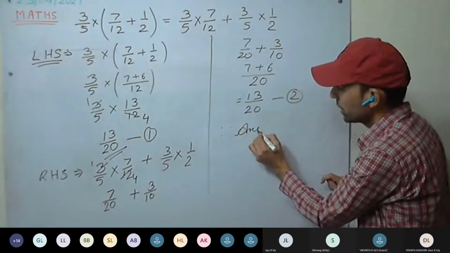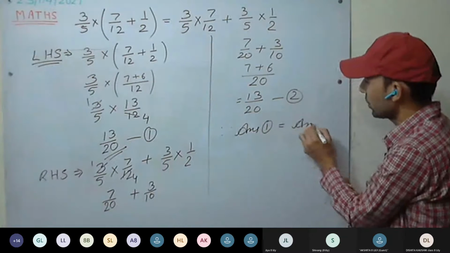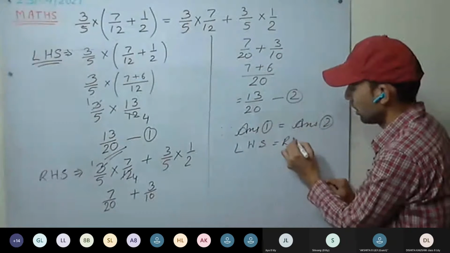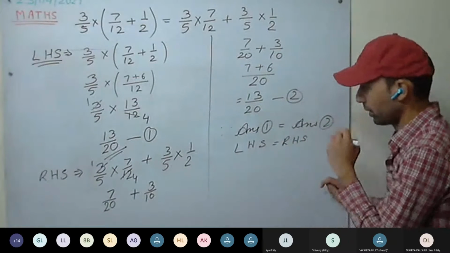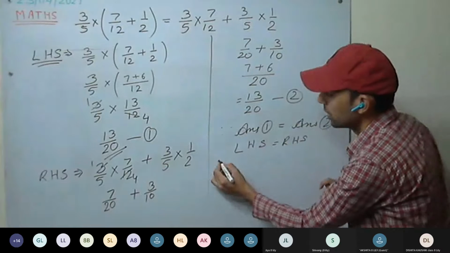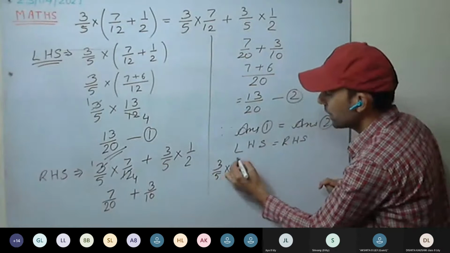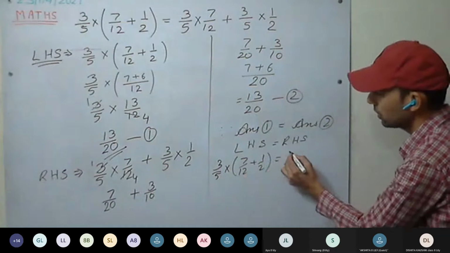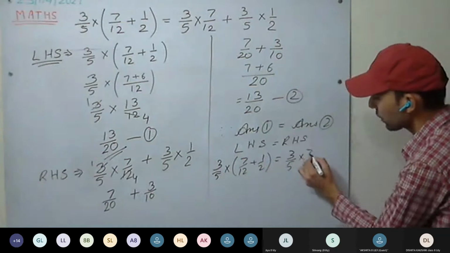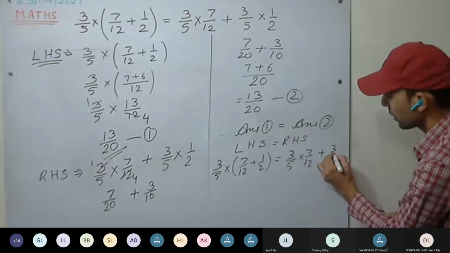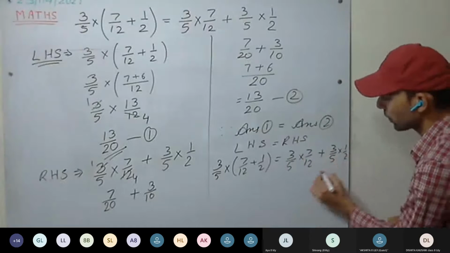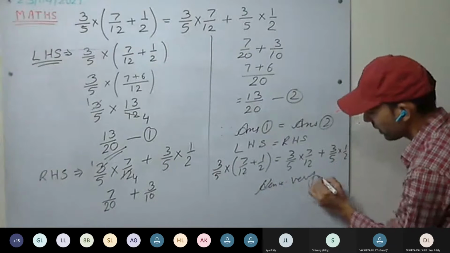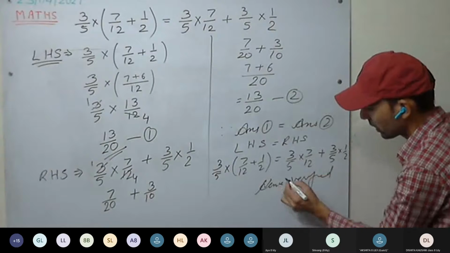Since answer 1 is the same, no difference. LHS equal to RHS, or 3 upon 5 into 7 upon 12 plus 1 upon 2 is equal to 3 upon 5 into 7 upon 12 plus 3 upon 5 into 1 upon 2. Hence, verified.